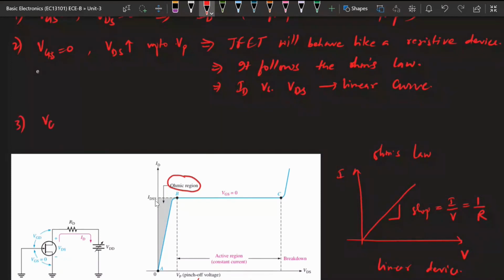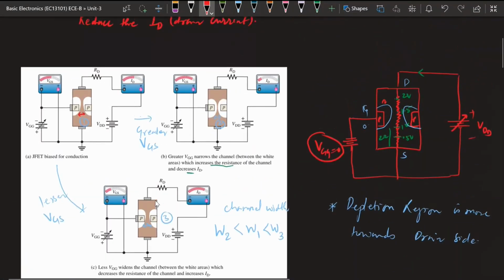So this is the case where VGS is equal to 0 and VDS is equal to VP. This is the pinch off point. We have seen in the previous slide, as we increase the gate voltage, the depletion region is going to increase. Okay, so pinch off is the point when the depletion region has reached the case where both depletion regions touch each other. That means there will be no channel in between these two gates.